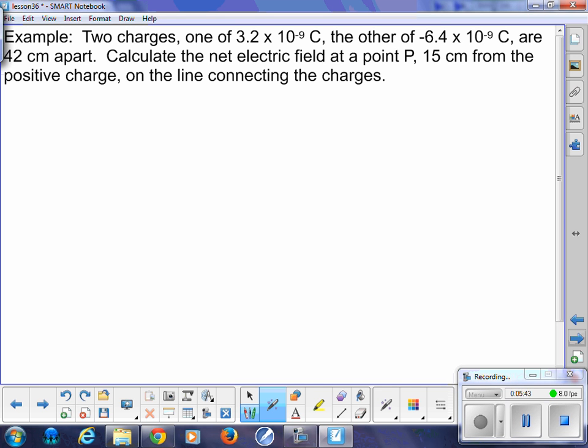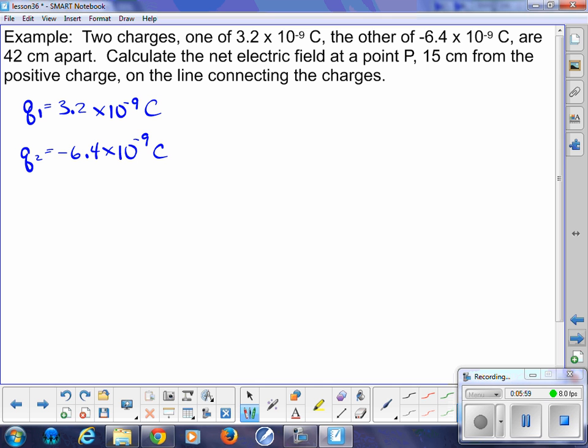Next example. Now we have two charges. Q1 is 3.2 times 10 to the negative 9 coulombs, and the other one, Q2, is negative 6.4 times 10 to the negative 9 coulombs. They are 42 centimeters apart. Make sure you convert that to meters: 0.42 meters. Calculate the net.